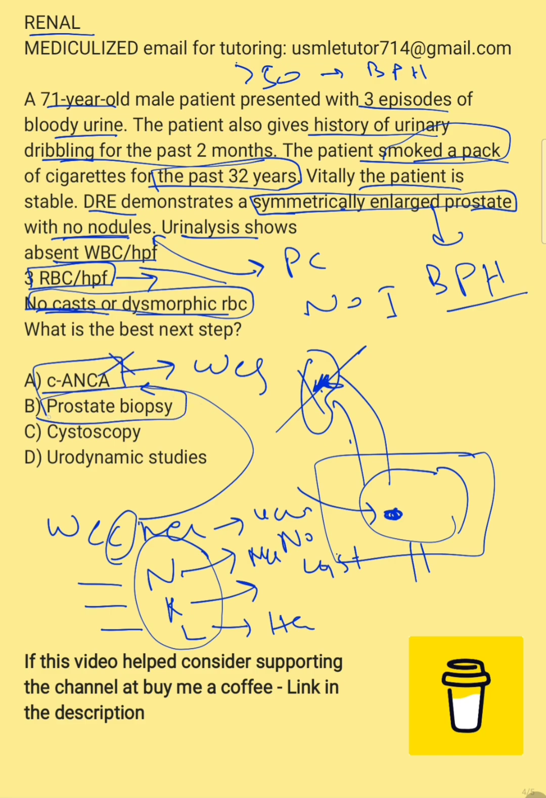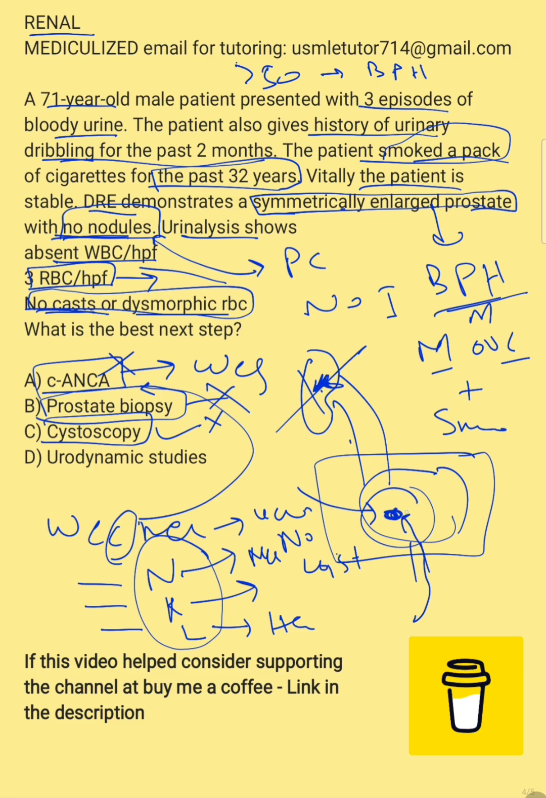Then prostate biopsy, wrong answer, because here they clearly said there are no nodules, so there is no need for biopsy. This is a typical BPH. So then cystoscopy is the right answer here. Remember, any male with microscopic or gross hematuria who is old, especially if there is a history of smoking, you are going to do cystoscopy to look for bladder cancer. So you are going to do cystoscopy to look for it.